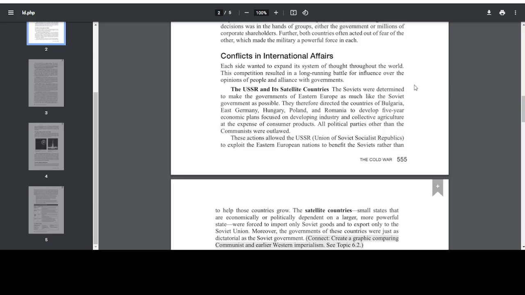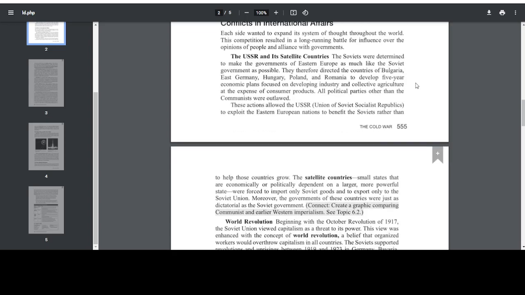Conflicts in international affairs. Each side wanted to expand its system of thought throughout the world. This competition resulted in a long-running battle for influence over the opinions of people and alliance with governments. The USSR and its satellite countries. The Soviets were determined to make the governments of Eastern Europe as much like the Soviet government as possible.